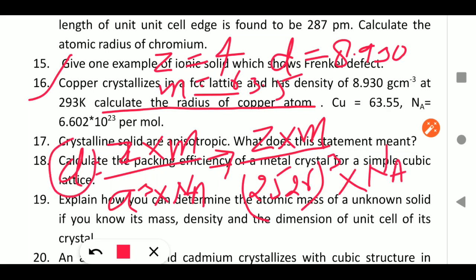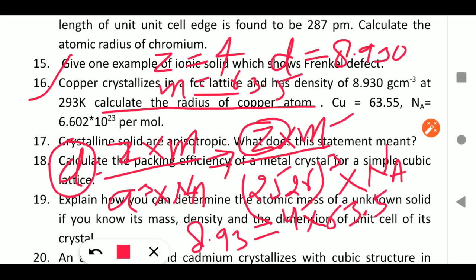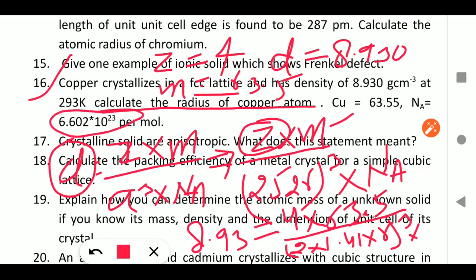You will put the value of density, that is 8.93 is equal to Z is 4, mass of copper is 63.5, divided by 2 into the value of root 2, 1.41, and you have to calculate the r, but whole cube, and the value of Avogadro is given to you, that is 6.022 into 10 raised to power 23. So students, you will solve this question and write the answer in the comment box when you calculate the radius of the copper atom. I hope you have understood this question.